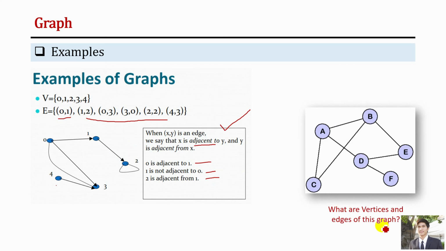Now let's take a look at this graph. How many vertices and how many edges does this graph have? We have vertices A, B, C, D, E, and F, so in total there are 6. And for the edges, we have 1, 2, 3, 4, 5, 6, 7. There are 7 edges.